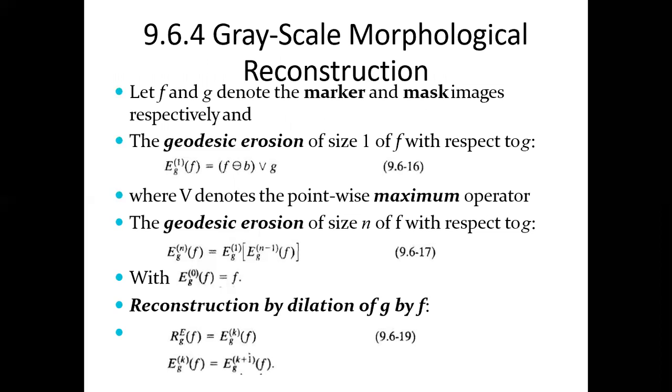Reconstruction concept. Let F and G denote the marker and mask images respectively, and the geodesic erosion of size 1 of F with respect to G, where V denotes the point-wise maximum operator, the geodesic erosion of size N of F with respect to G. Reconstruction by dilation of G by F.